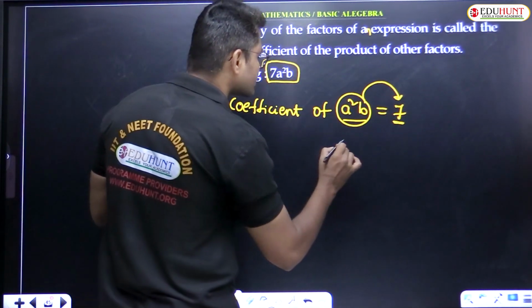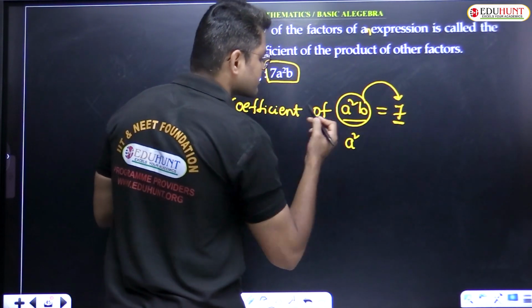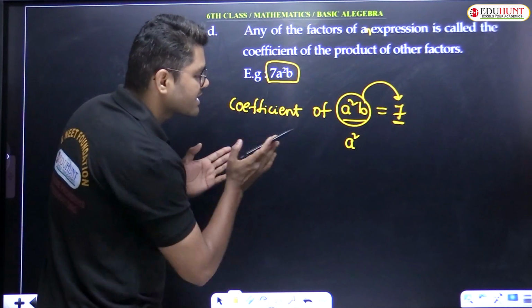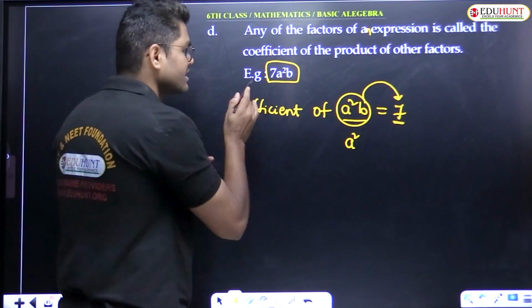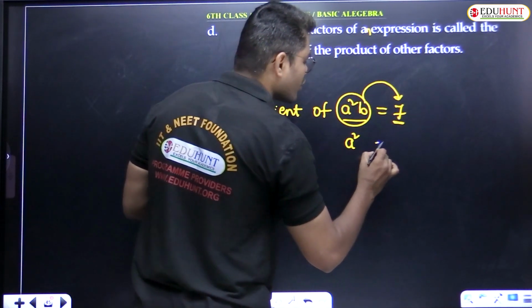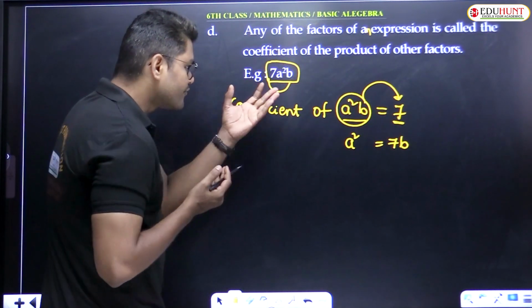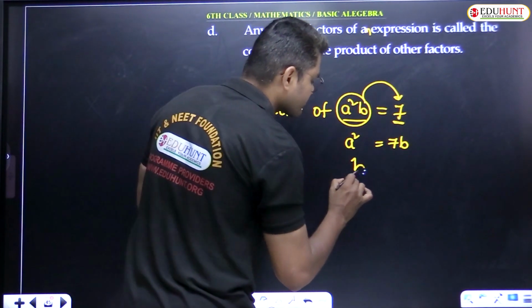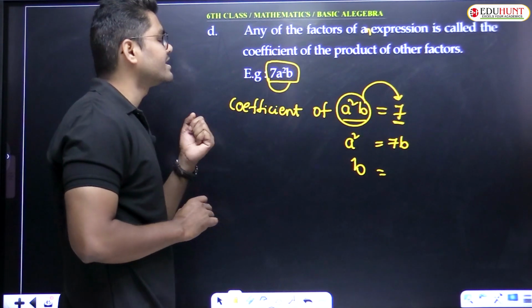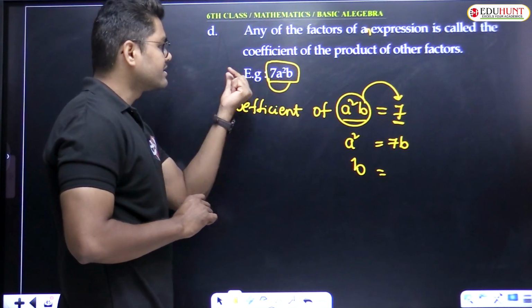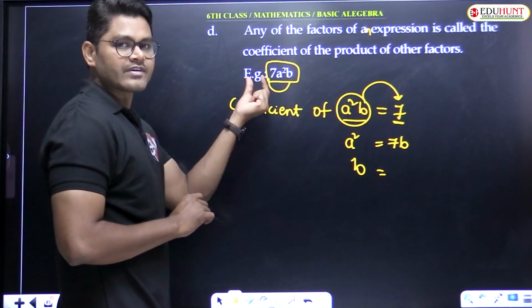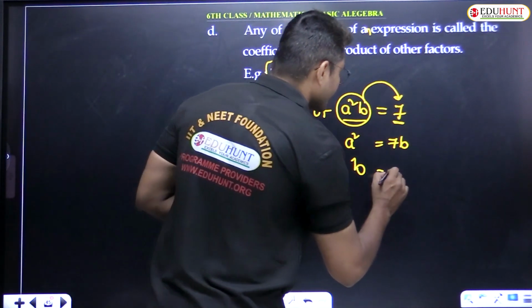If I take the coefficient of a square, what is multiplying a square here in this expression? 7b. So the coefficient of a square is 7b. If I take the coefficient of b here, what is multiplying here? a square and 7. So 7a square is the coefficient of b.